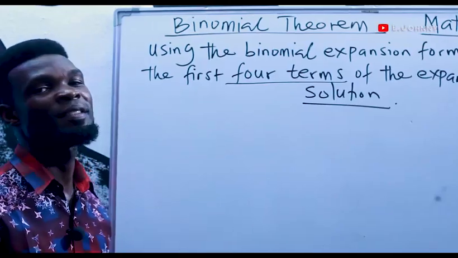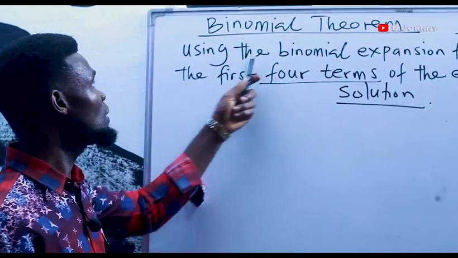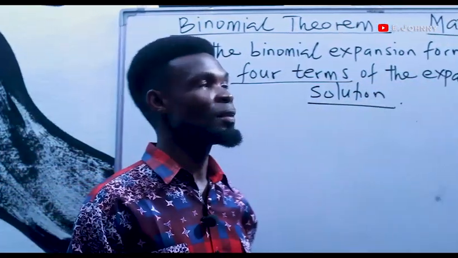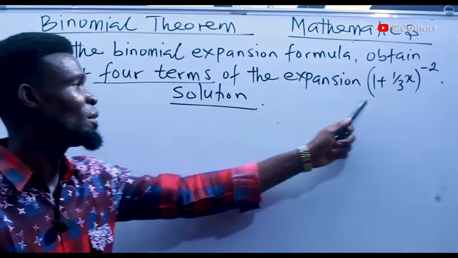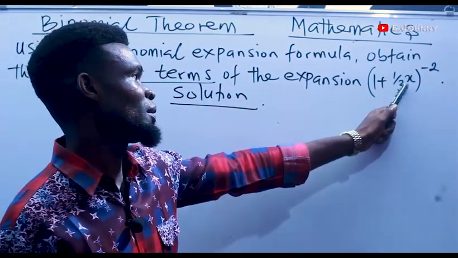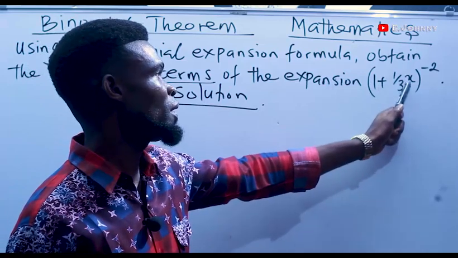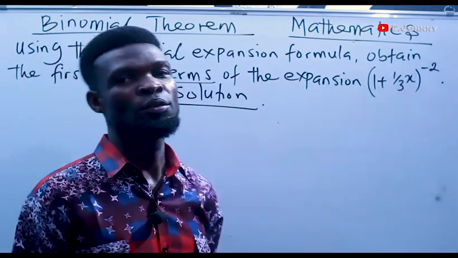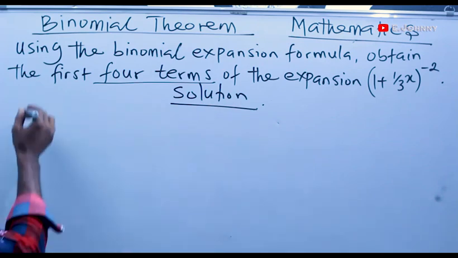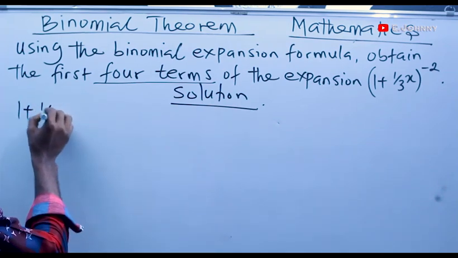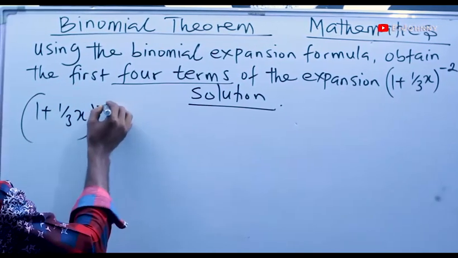So let's take this first example. It says, using the binomial expansion formula, obtain the first four terms of the expansion of 1 plus 1 over 3x raised to power minus 2. Solution. You pick the problem, which is 1 plus 1 over 3x raised to power minus 2.